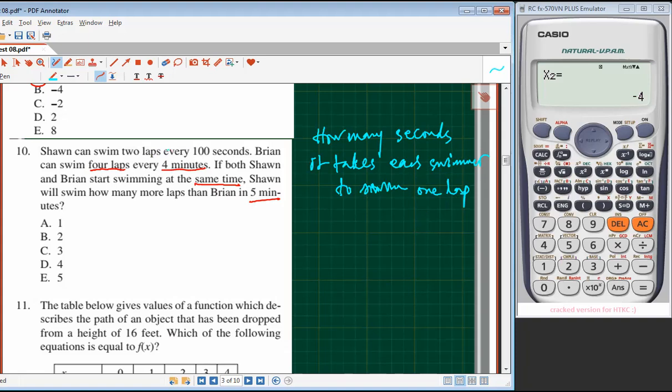Sean can swim 2 laps every 100 seconds. That means Sean, I'm not sure, he or she, he can swim 1 lap in 50 seconds. We take 100 divided by number 2. That is 50 seconds in 1 lap.